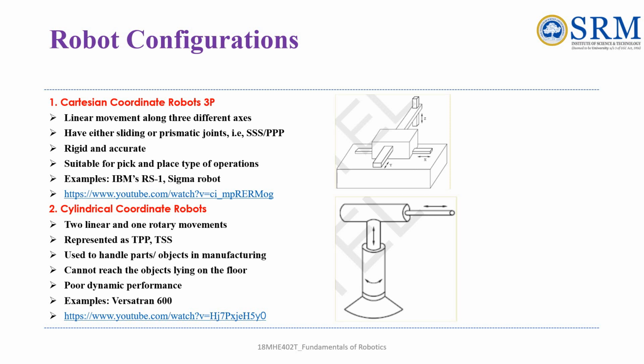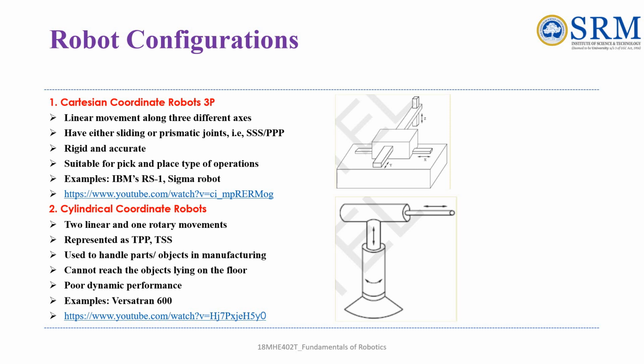Here we have 4 types of configurations. We'll be seeing them one by one. First is the Cartesian coordinate robots. It is represented as 3P, that is 3 prismatic joints. You could see here as SSS, it is represented as sliding joints as well, or prismatic joints. So we call it SSS or PPP or 3P or 3S. Anyway, it can be represented.